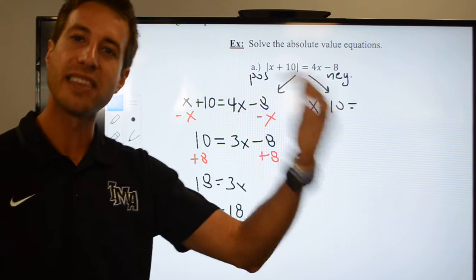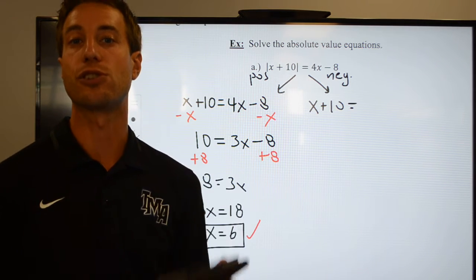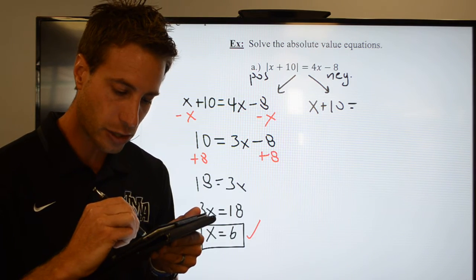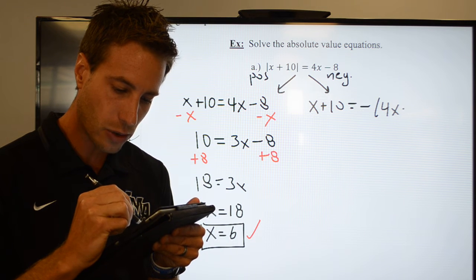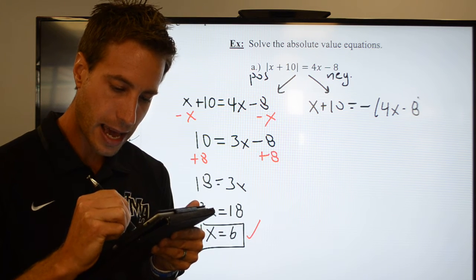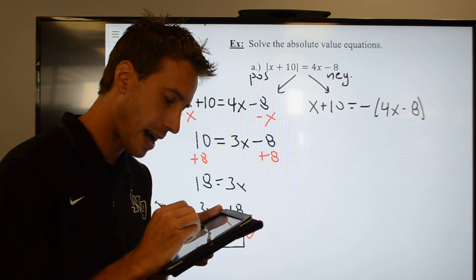So when I add the negative sign, when I make this side negative, I'm going to have to distribute my minus sign. So make sure you put it in parentheses. That will be your little hint. Hey, I'm going to have to distribute that minus sign. So let's go ahead and take care of that.